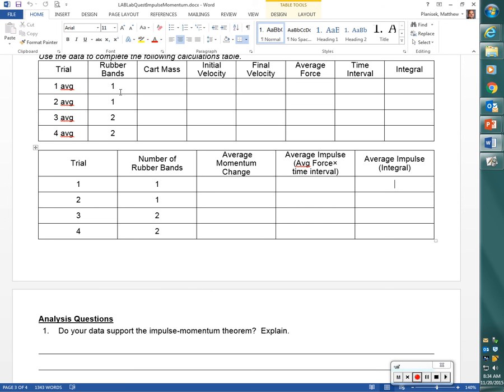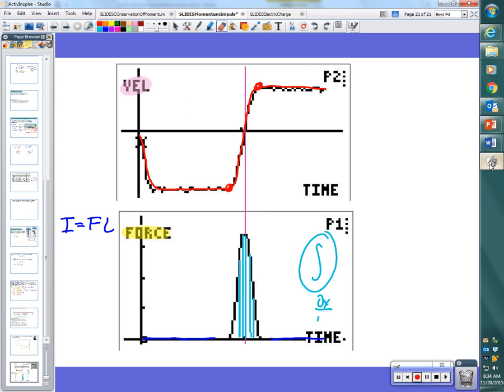If you're done with that, if you answer the questions, go ahead and turn it in. You can get it off your hands, that's fine, right? And then pull out the packet that I gave you this morning on conservation of momentum.